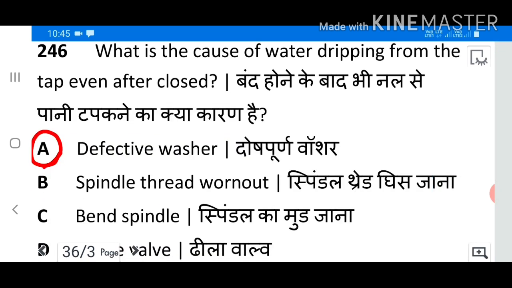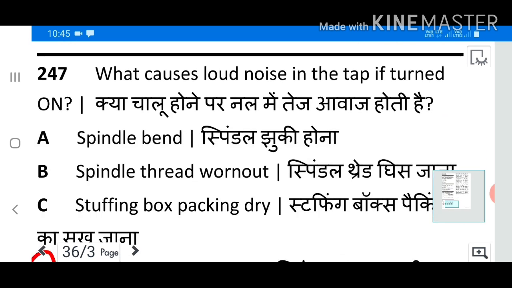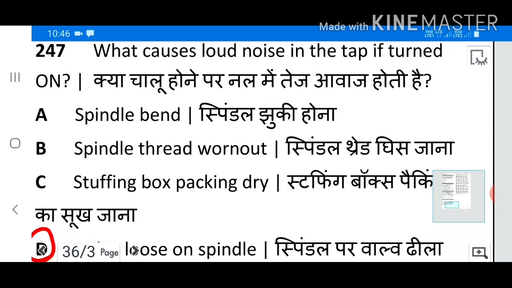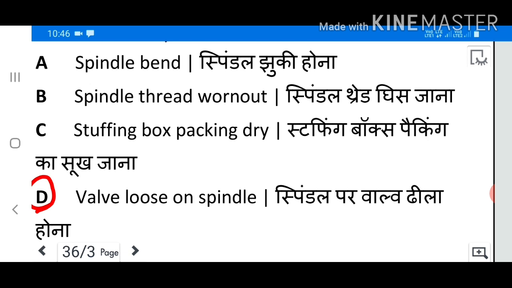246. What is the cause of water dripping from the tap even after closed? Answer A. Defective washer. 247. What causes loud noise in the tap if turned on? Answer D. Valve loose on spindle.